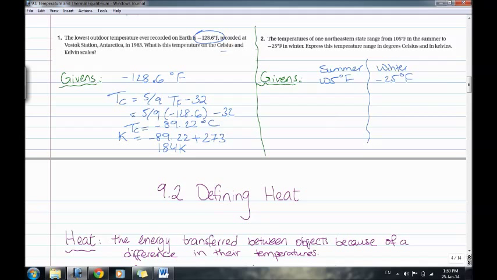So in summer, we said it's 105 Fahrenheit. So let's find Tc. We said that it equals 5 over 9 Tf minus 32. So 5 over 9 times 105 minus 32. So we find that Tc equals 40.5, so it will be 41 degrees Celsius. Now for Kelvin, we have to add 41 plus 273, which is going to be 313.5. So we just round it and it's going to be 314 Kelvin.